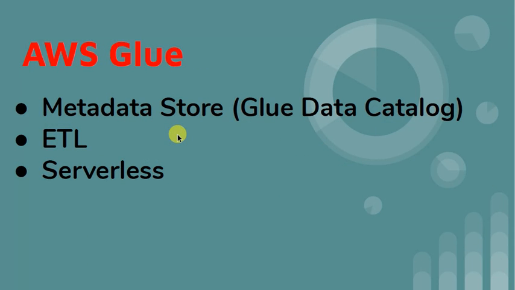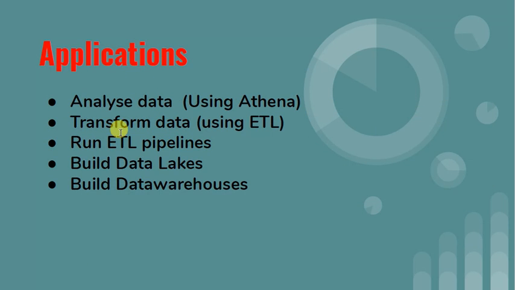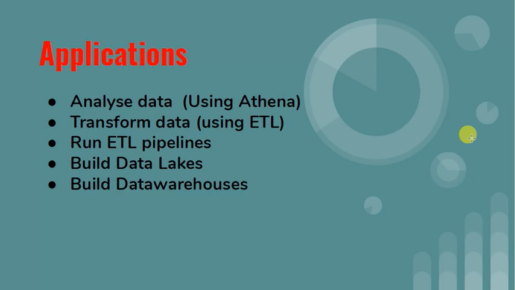Hope you understood what AWS Glue is. Also, let's discuss the applications of AWS Glue. You can analyze data. Like already said, you can create a database using the data catalog, and then analyze this data using SQL. If you have data in S3 that you want to analyze, just create a Glue catalog table, integrate it with Athena, and run your queries. You can also transform data using ETL. Using Glue jobs, you can run your ETL pipelines.